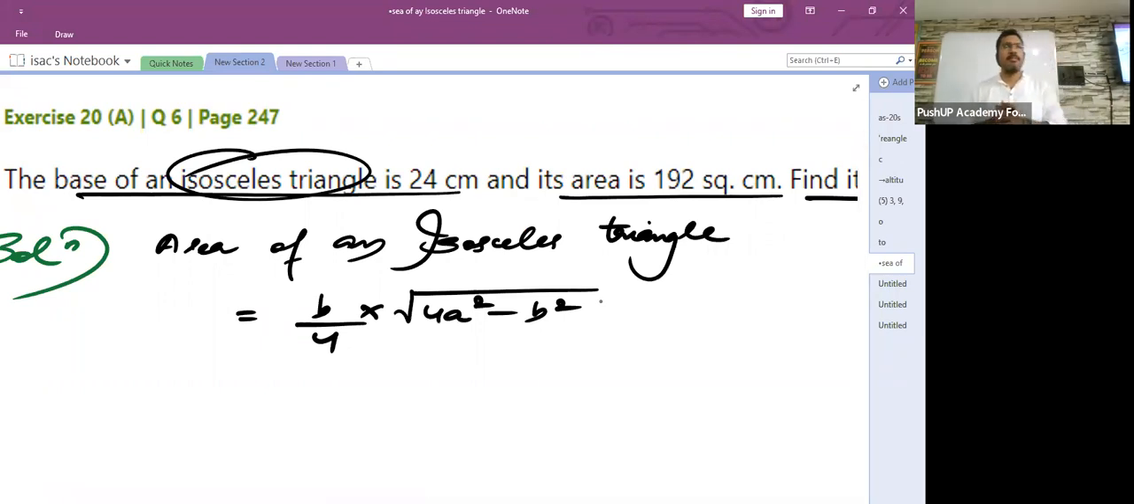Isn't it, Anisha? Is it the same formula? B by 4 into? They have not used this formula. They have taught? No. We will learn it. It's good to learn a formula. It's really good to learn a formula, Sarah. Lazy.